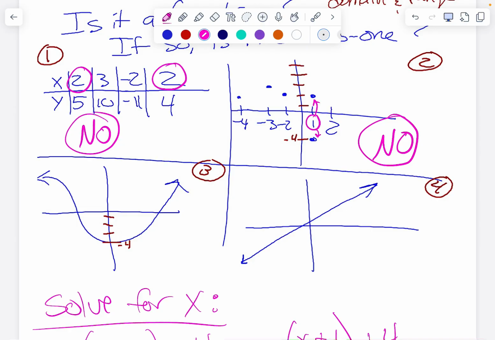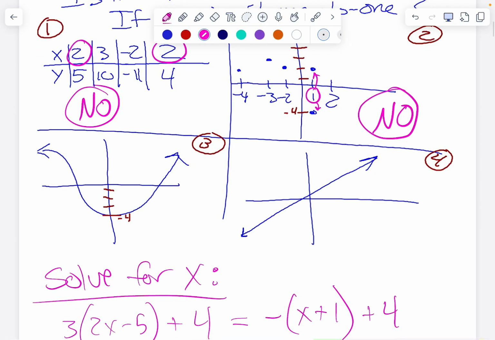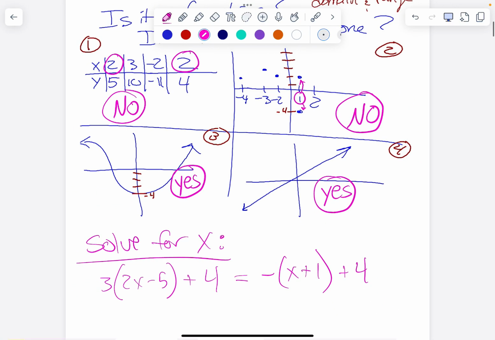How about number 3? Yeah, nowhere on there is there going to be more than one y value for any given x. So this one is yes. And then number 4 is just a line. How about it? Yeah, definitely. Lines are always functions if it's just a linear function. That's what we call it.